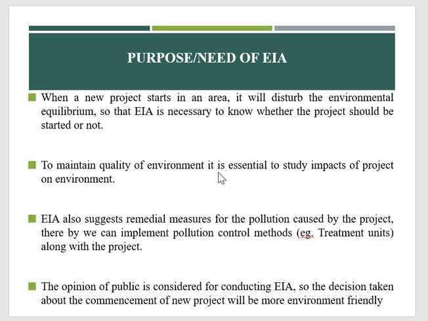Then, to maintain the quality of environment. So if there are many negative impacts because of the project, the quality of the environment should be maintained, and for that EIA should be done. EIA also suggests remedial measures for the pollution caused by the project. Thereby, we can implement pollution control methods. So, in any case, if there are remedial measures to solve problems like pollution, we can implement certain methods in order to prevent that impact.